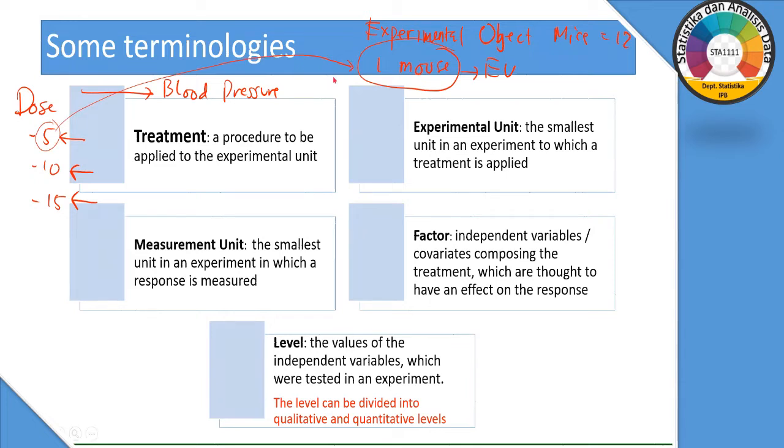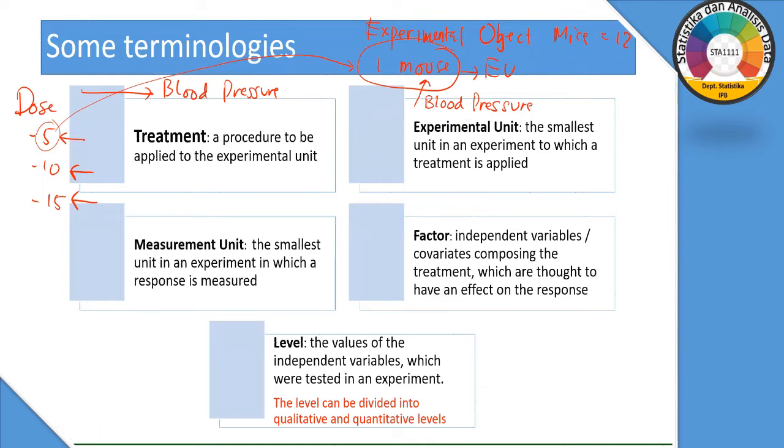Then the next one is the measurement unit, the smallest unit in the experiment in which a response is measured. In this case, the measurement unit will be taken from the mouse. Let's say you measure blood pressure. The blood pressure will be taken from each experimental unit. So the mouse is also the measurement unit. It's the same as the experimental unit.